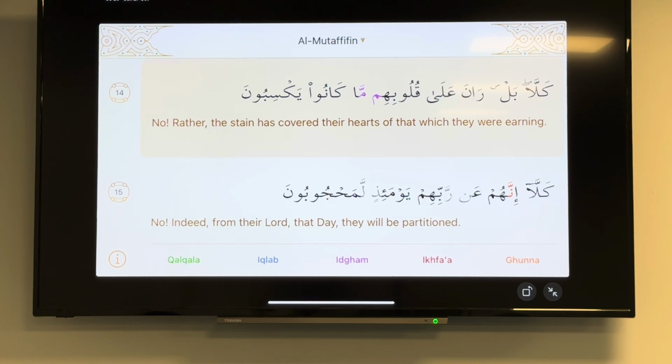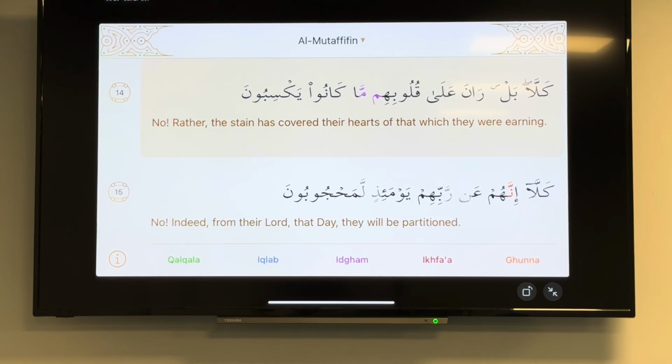Okay, so you're saying qulubihim ma? Yeah, a lot of the time I read it as qulubihim ma. So in this case, what happens? There's two of the same letters. This is a rule of mim sakin. Qulubihim, yeah? When two of the same letters come, you pronounce it as one letter.